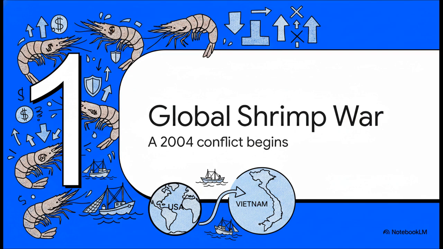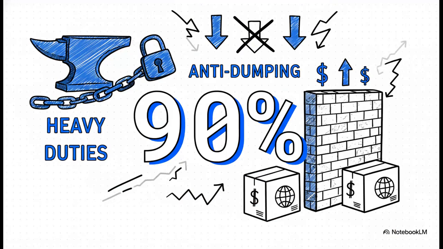Let's look at how this whole conflict got started. To understand the stakes here, we really have to rewind back to 2004. The United States, aiming to protect its domestic producers, slapped some incredibly heavy anti-dumping and countervailing duties on imports of frozen warm water shrimp from Vietnam. And Vietnam was, and honestly still is, a massive global producer of shrimp.